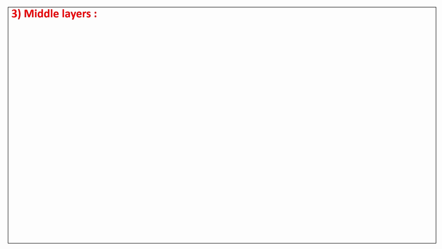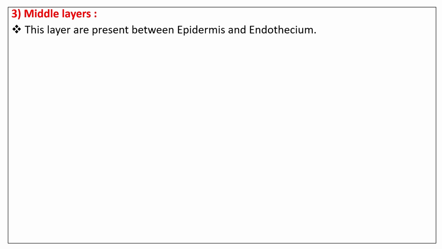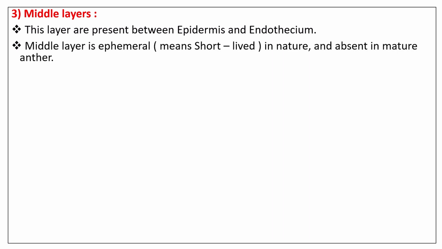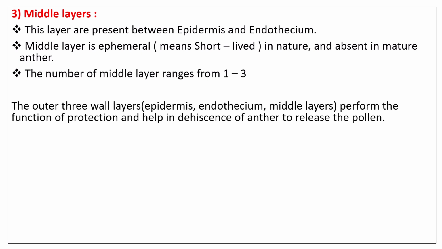3. Middle layers. This layer is present between epidermis and endothecium. Middle layer is ephemeral, means short-lived, in nature, and absent in mature anther. The number of middle layers ranges from 1 to 3. The outer 3 wall layers, that is, epidermis, endothecium, middle layers, perform the function of protection and help in dehiscence of anther to release the pollen.